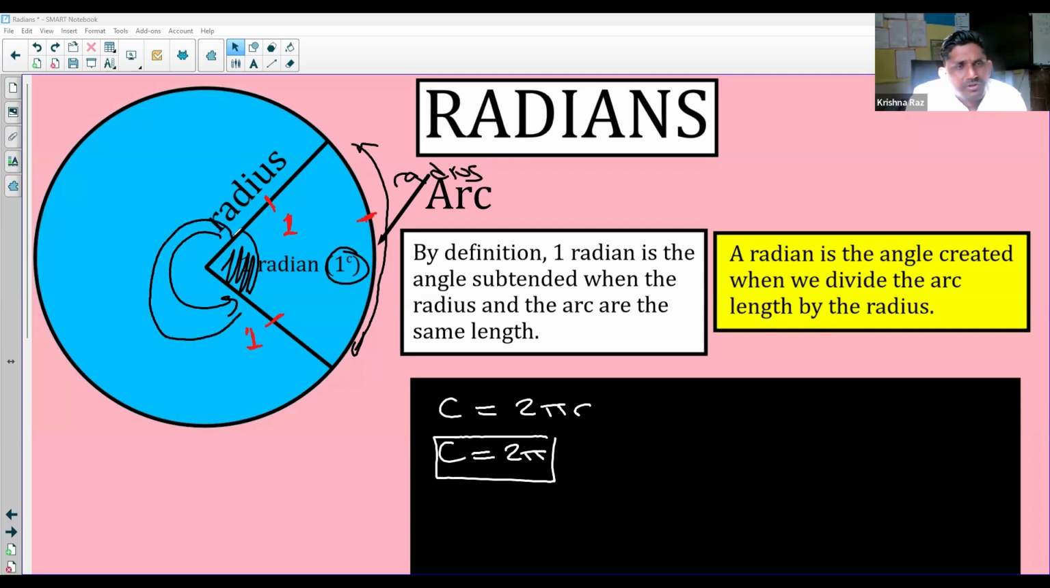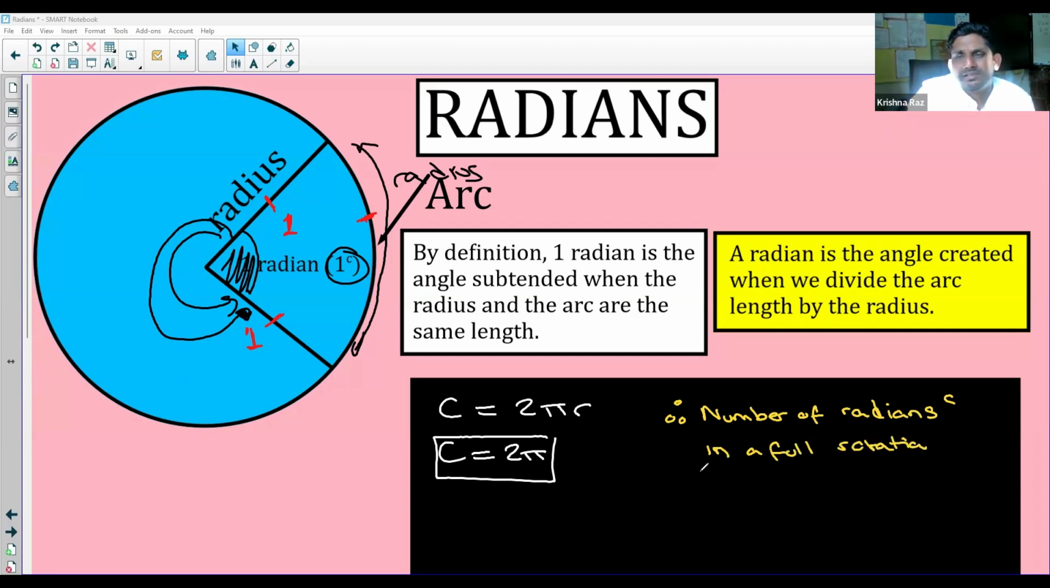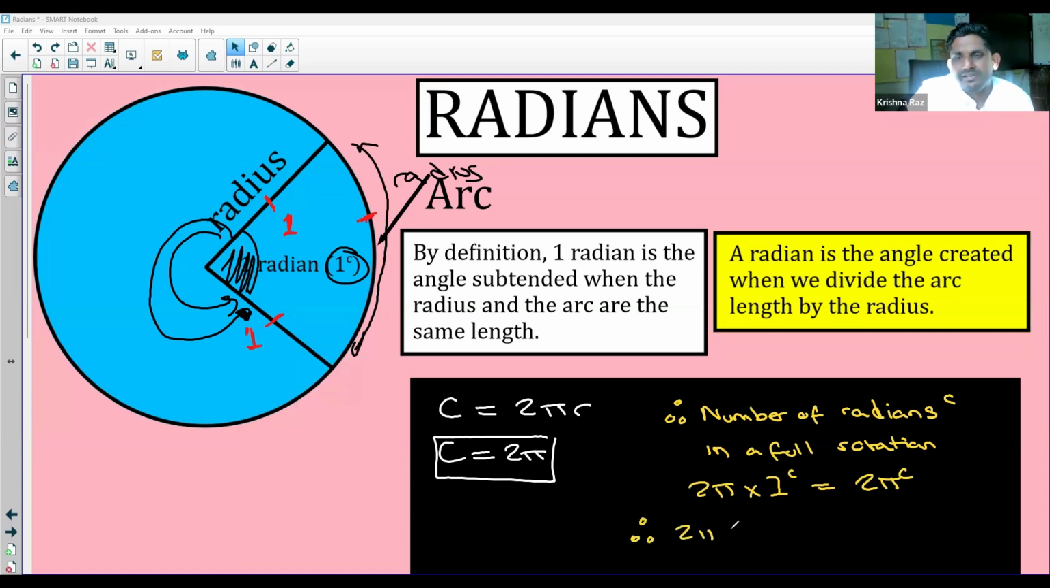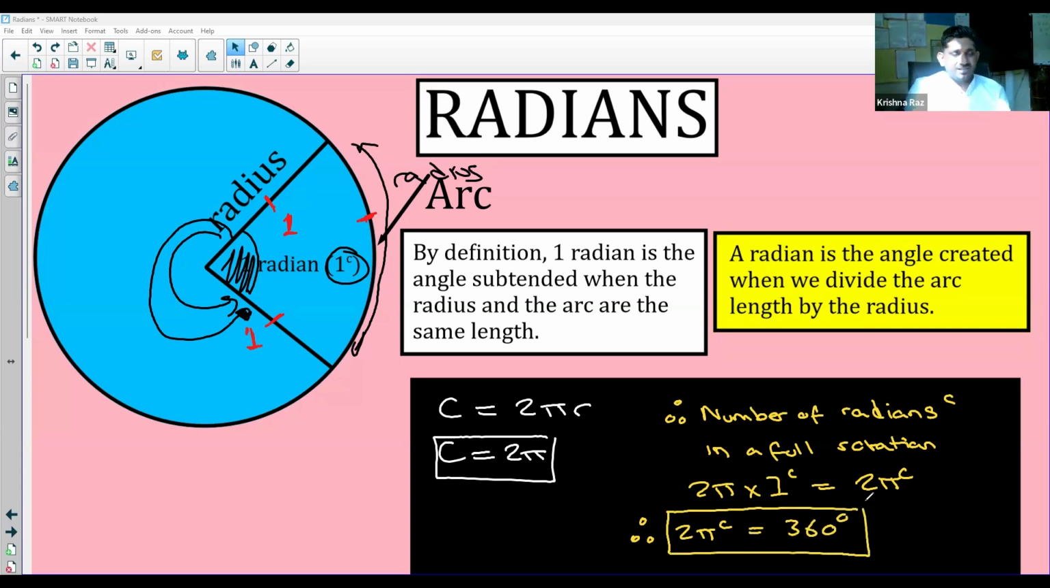Therefore, there must also be 2 pi radians in the full rotation. So the number of radians, which we denote with a little c as notation, in a full rotation must be 2 pi times the 1 that we had, which is 2 pi radians. So 2 pi radians is equal to 360 degrees, and that is an important conversion that we'll be using all the time.